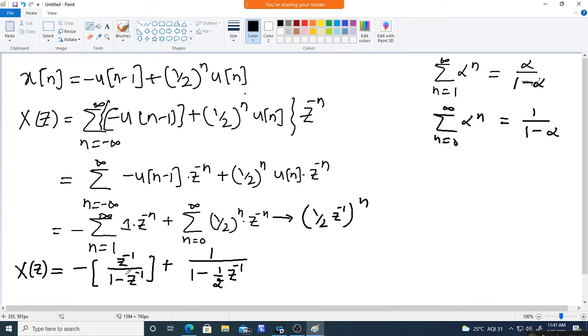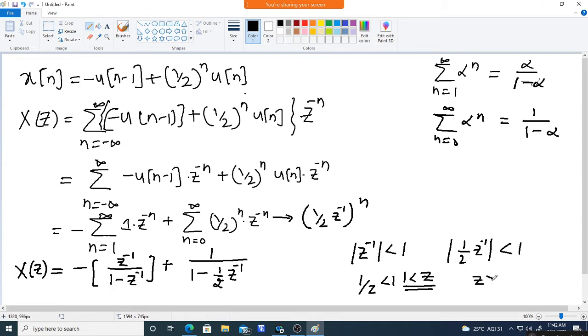Now we can find the ROC. The magnitude of z power minus 1 should be less than 1, so 1 by z less than 1, or 1 less than z, or z greater than 1. That is for the first summation. Similarly for this one, half into z inverse should be less than 1, because alpha should be less than 1, so z should be greater than 1 by 2. Here z will be greater than 1.